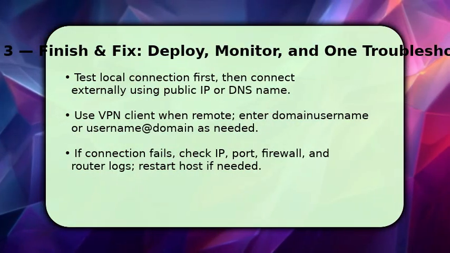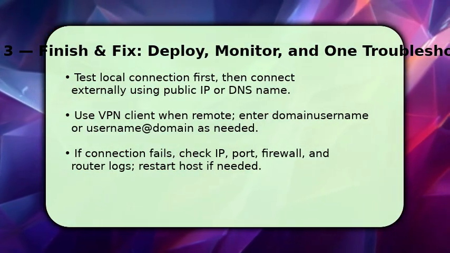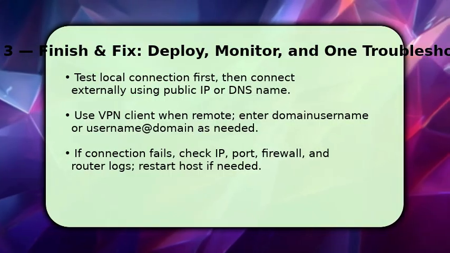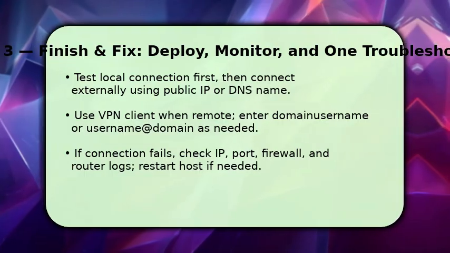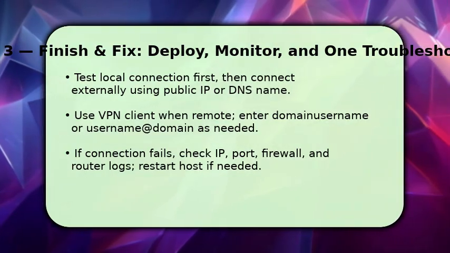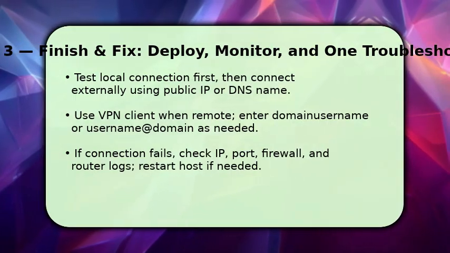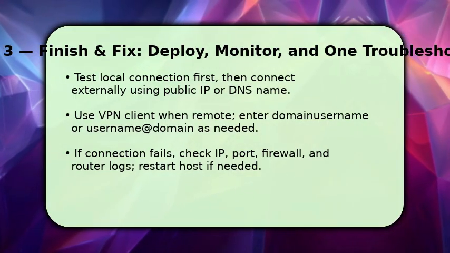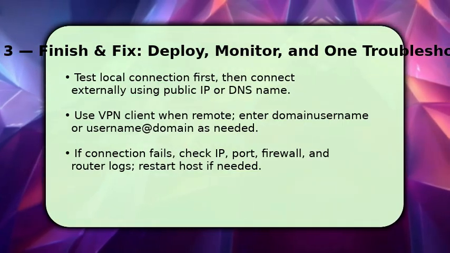You now make the connection. Test locally first to confirm credentials and session settings, then connect externally using the public IP or dynamic DNS name. If using a VPN, connect the VPN client first, and then open the remote desktop client. Supply domain\username or username@domain if required. Verify encryption and certificate prompts before trusting the host.